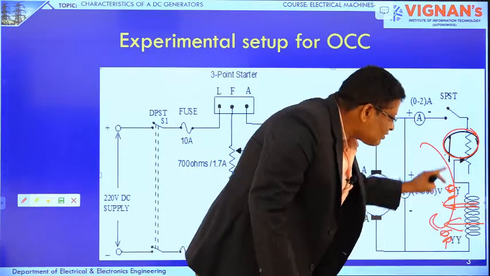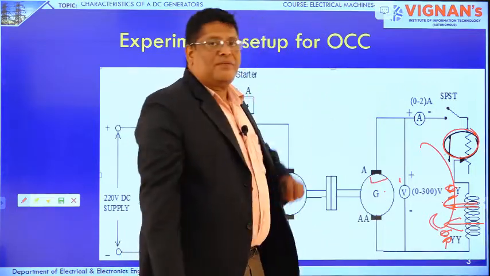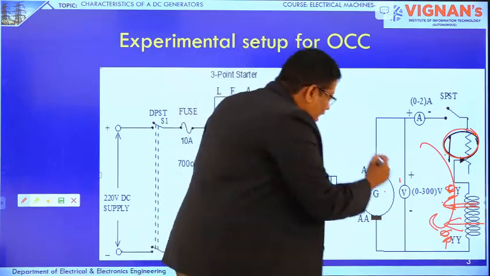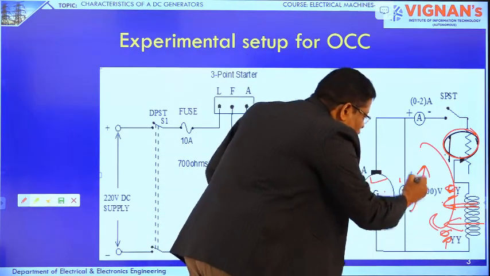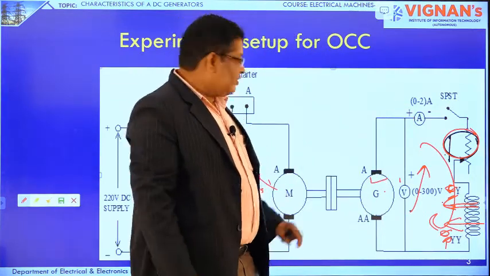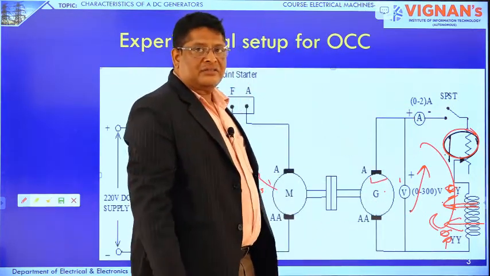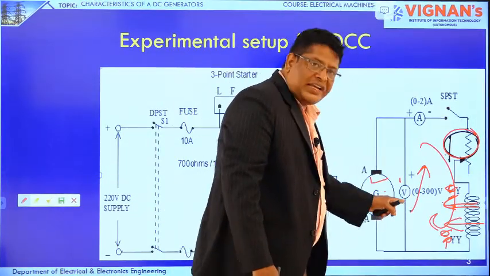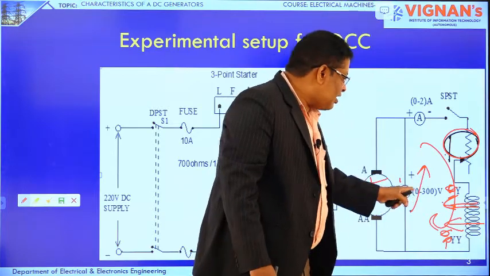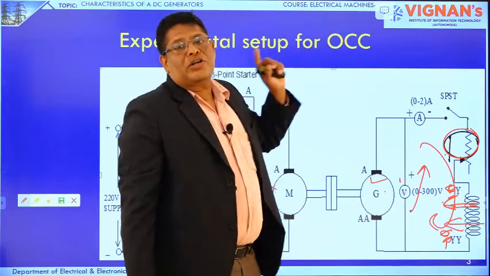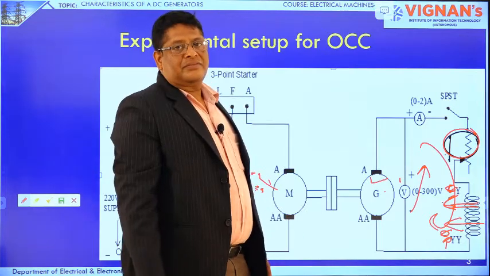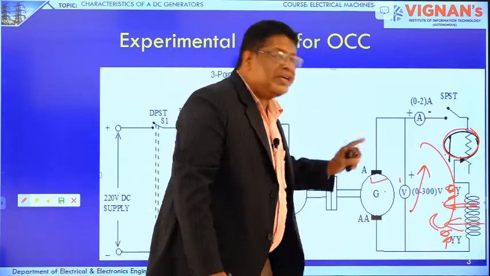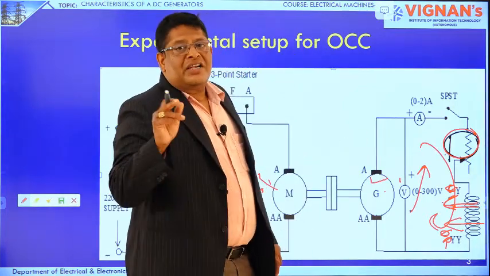Whenever these two fluxes are added, the resultant flux in the machine increases. The voltage induced in the generator increases, and you can see an increase in the voltmeter reading. You can vary the field current till the voltmeter reading is equal to the rated voltage of the DC generator.